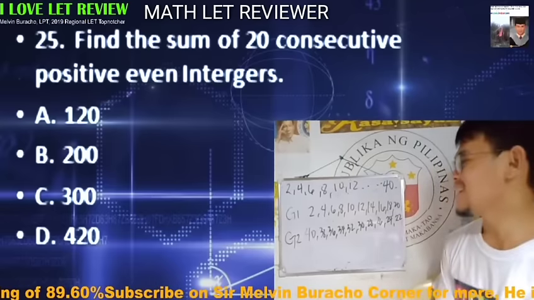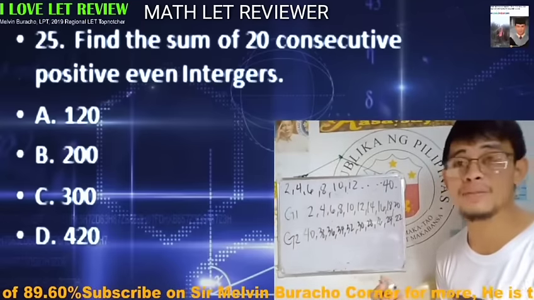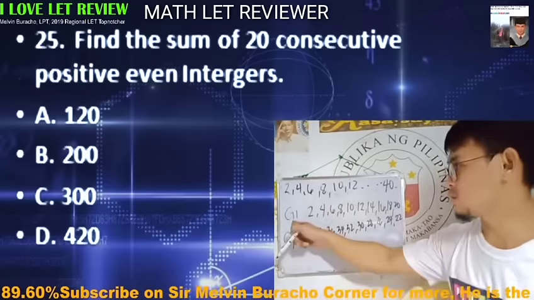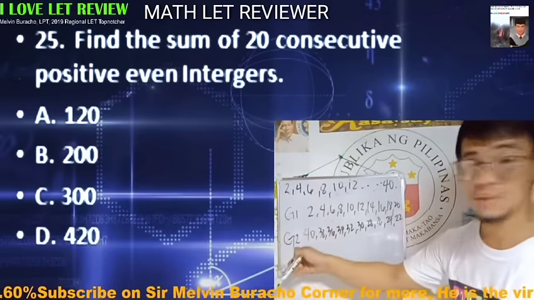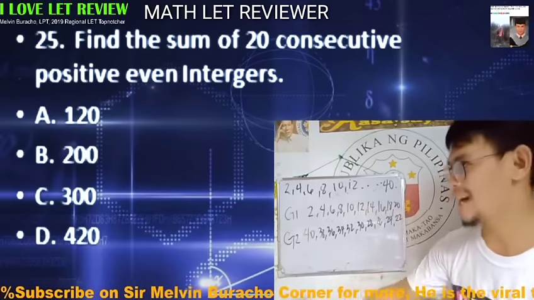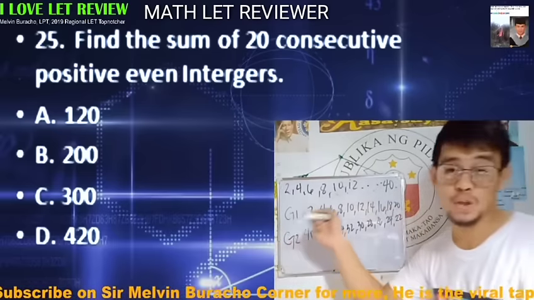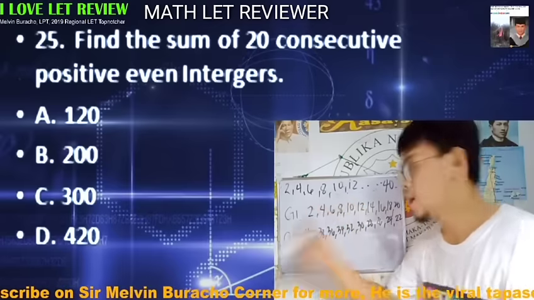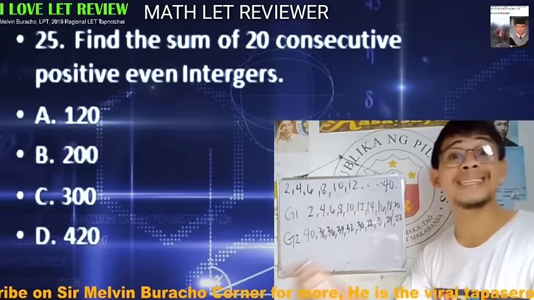10 na rin. Okay? So, again, how many positive even integers? 20. Group 1 consists of 10. Group 2 consists of another 10. So, 20 sila lahat. Group 1 should be arranged in ascending order, and then group 2 should be arranged in descending order.